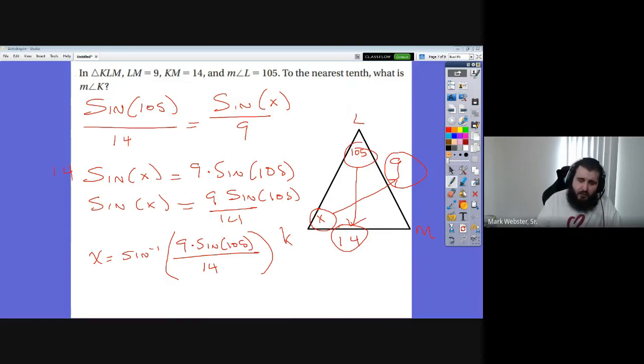Let me write that down. And then it says to the nearest tenth. So once again, we're going to look at the tenths place. We're going to move over to the hundredths place to see. 8 is bigger than 5, so what's going to happen to the tenths? It's going to go up. 38.4 degrees.